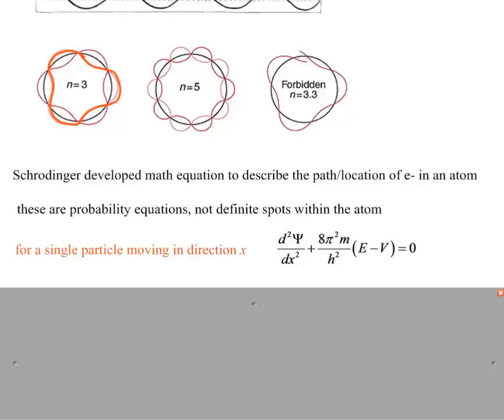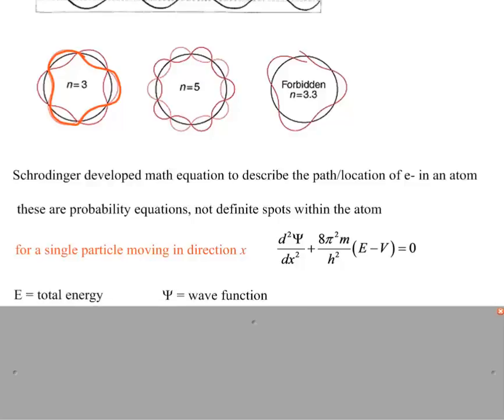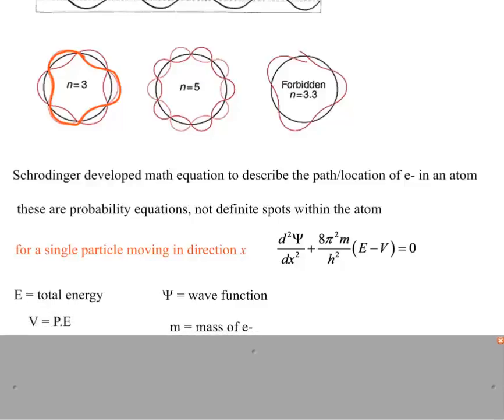So those of you that are in calculus will see that we're taking derivatives here. So we have the second derivative of phi divided by the derivative of x squared, and then we're adding a bunch of constants here. E is the total energy of the electron. Psi is the wave function of the electron. In this particular equation, V is the potential energy of the electron. It's the energy based on the position of the electron in the atom. And then M in the equation is the mass of the electron. H is Planck's constant, and pi is a constant as well.